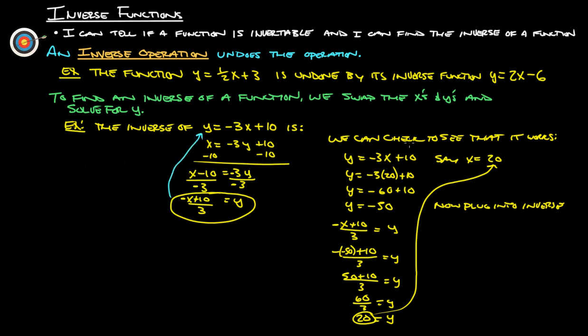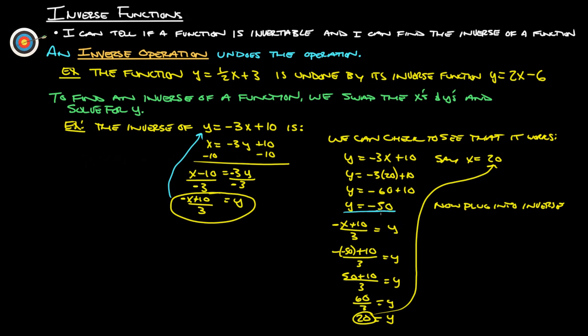Now you can check to see that it works. Let's say we start with the original function y equals negative 3x plus 10 and just plug in any value for x. So let's just say x equals 20. We plug in 20 for x and we get that y equals negative 50, excuse me.